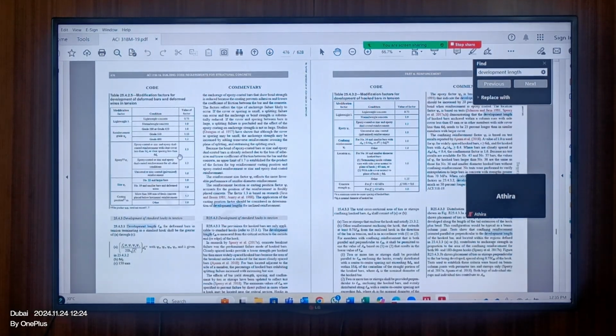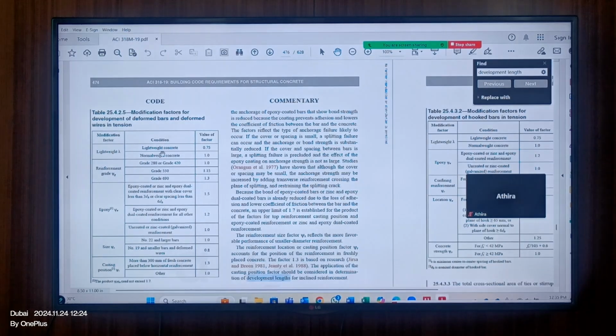This is the, what do you call it? Epsilon value: epsilon g, epsilon s, epsilon t. Okay, let me zoom it. Okay, here. The lambda also is there, but lambda is one for normal weight concrete.